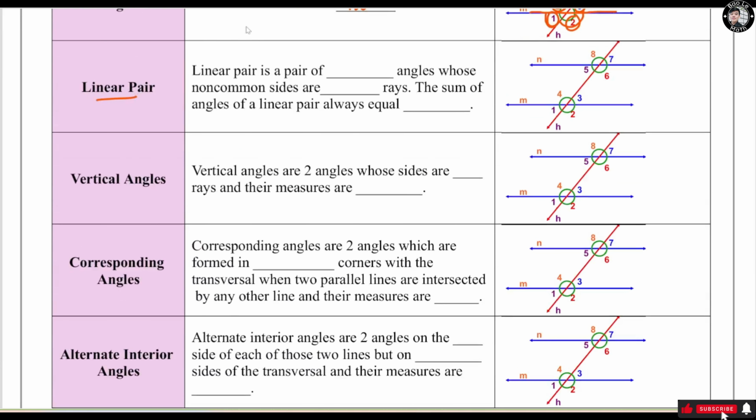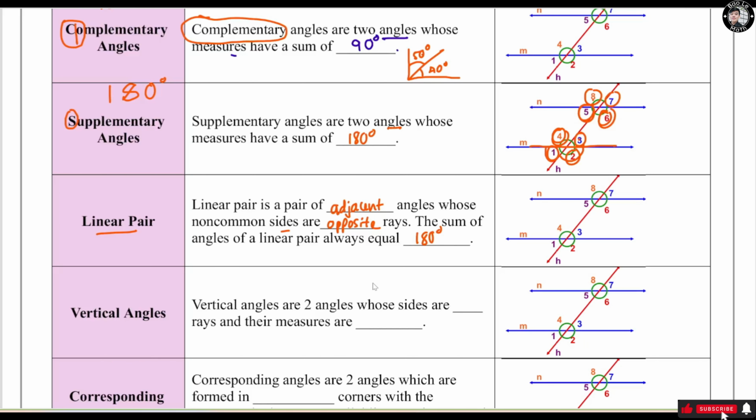Now, linear pair. Linear pair is a pair of adjacent angles whose non-common sides are opposite rays. The sum of angles of a linear pair always equals 180 degrees. So, angle 1 and angle 2 are linear pairs. Angle 2, angle 3 are linear pair. Angle 3, angle 4 are linear pair. And angle 4, angle 1 are linear pair, right? Similarly for 5, 6, 7, 8, right?